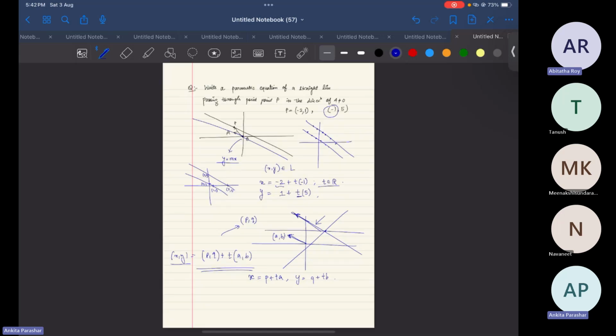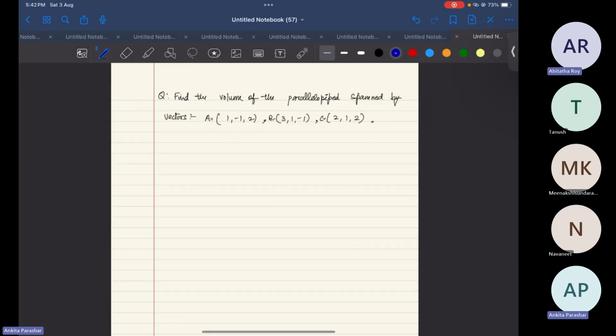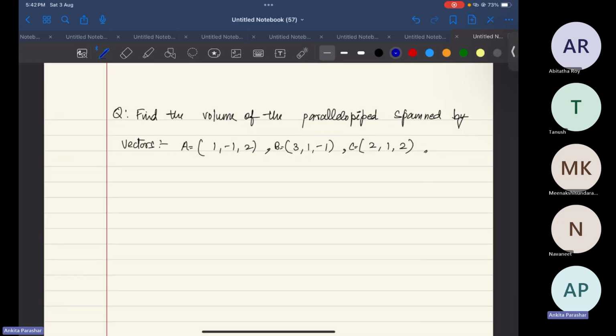All right. So I hope this concept is okay. Now another thing is the volume of the parallelepiped spanned by these three vectors. Can you tell that? This also has been discussed in the lecture class, I think. We do it using the scalar triple product.